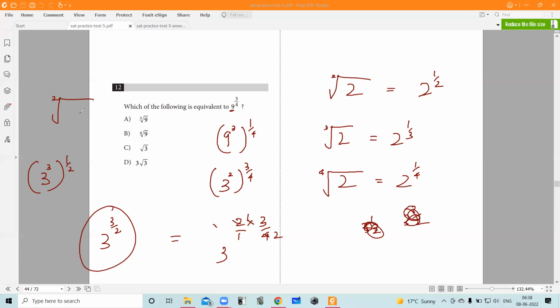But 3 cubed is nowhere here. But still, I'll be checking what we should do. So this is the answer actually, but the answers are not here like this. So what I'll be doing, I know that 3 cubed can be broken into 3 squared and 3. Right. So 3 squared times 3. So I'll be taking the square root of both of them, 3 squared and 3.